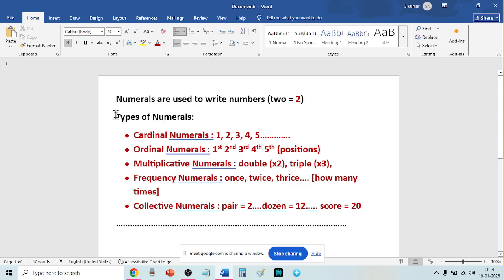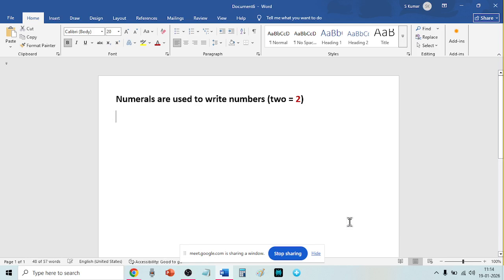Right? Now, so this we will write again. 1 pair is 2, 1 dozen equal to 12, and 1 score equal to 20. Only 20, not 120. 1 score is 20, only 20. Okay? 2 means 1 pair, 12 means 1 dozen, 20 only 20. 20 mangoes, 20 eggs. 20 means 1 score.